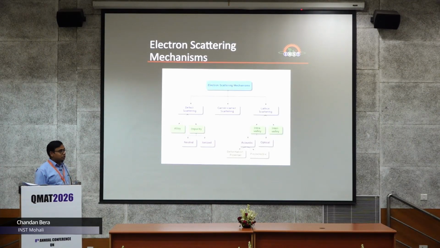For electrons, we use different scattering mechanisms. In these 2D magnetic materials, we mainly used lattice scattering, or electron-phonon scattering, to calculate the electrical conductivity.